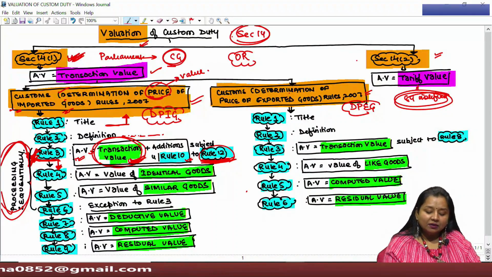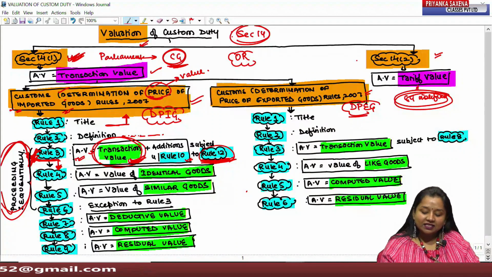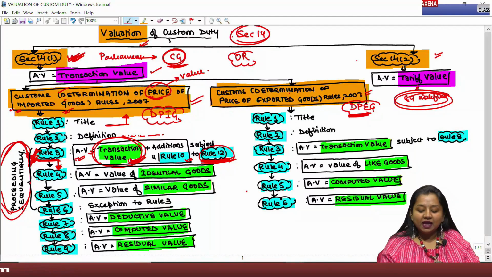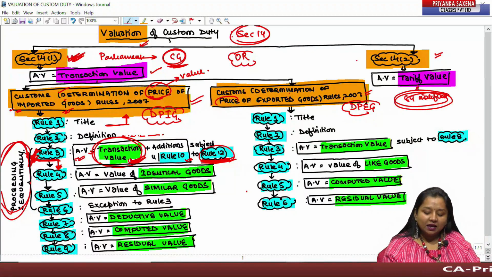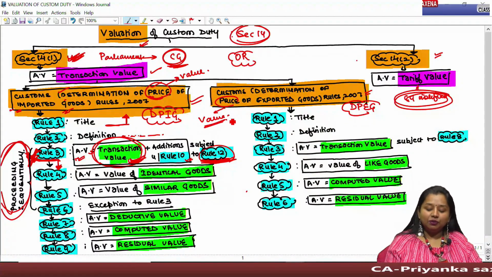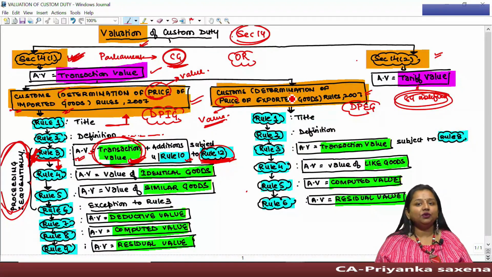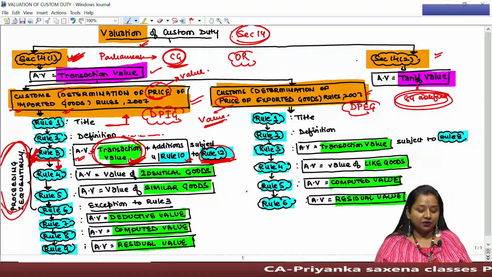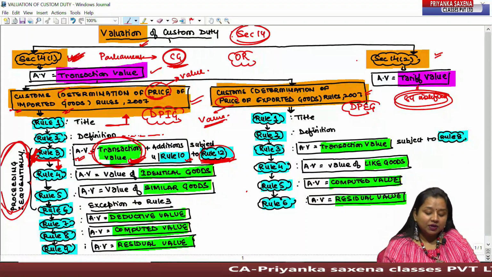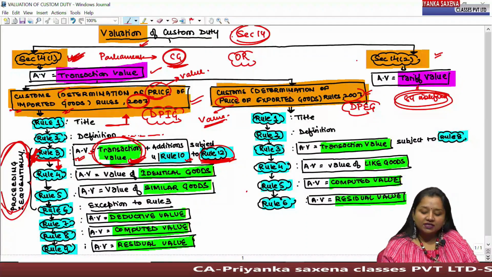And the central government has also drafted another set of rules, the Custom Determination of Price of Exported Goods Rules, which can be abbreviated as DPEG rules. Here again, price refers to the value of goods. So the name of the rule could be determination of value of imported or exported goods, or determination of price of imported or exported goods. These rules were established in the year 2007.